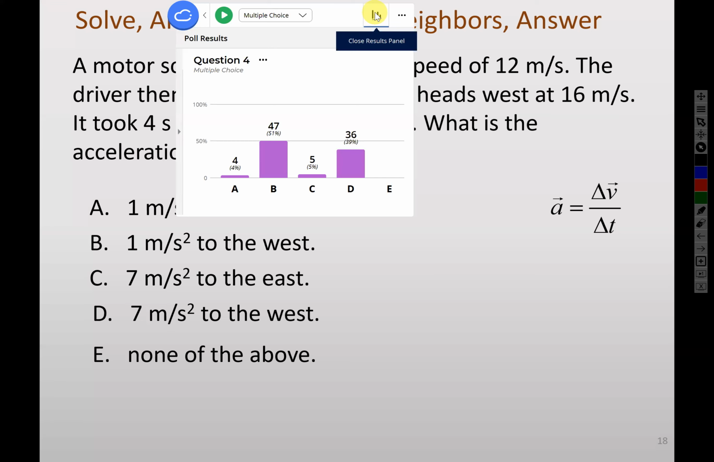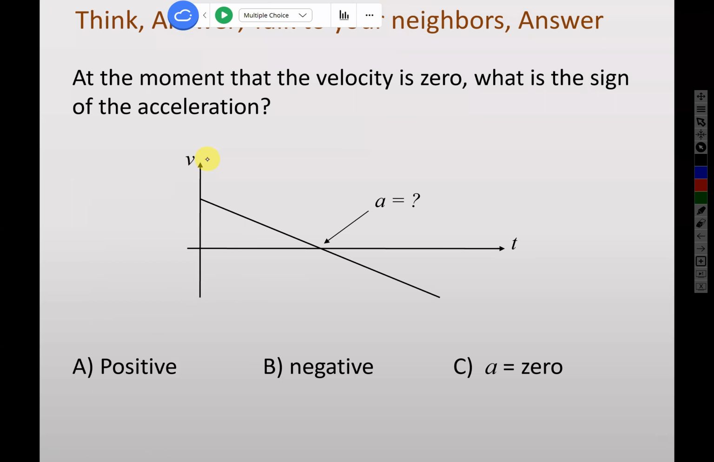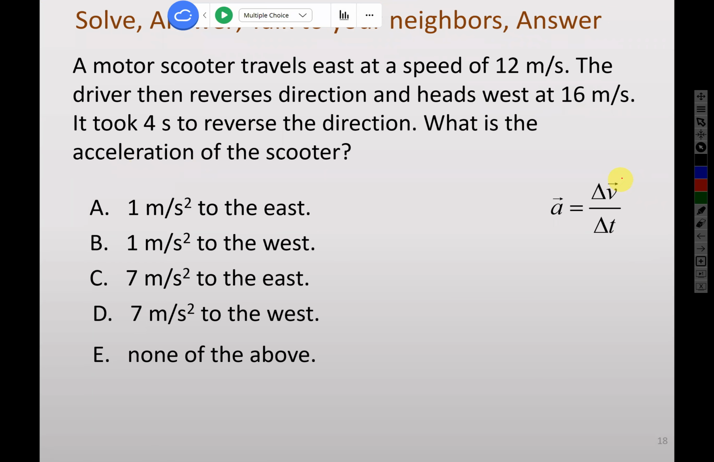So for this kind of problem, I already sent you to the breakout room, so I guess I will not send you. Let's do it together. So what is the acceleration? To find acceleration, we need to find the change in velocity and divide that by time. The time interval for the change is 4 seconds. It's easy. What is the change in velocity?